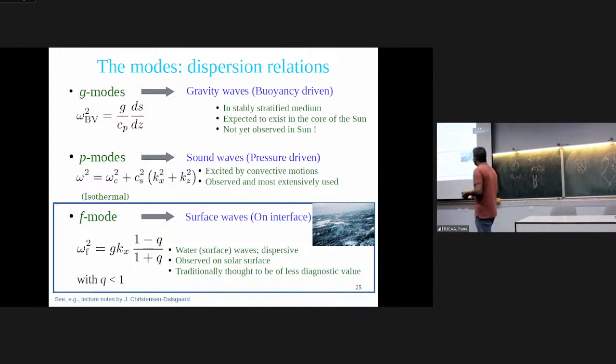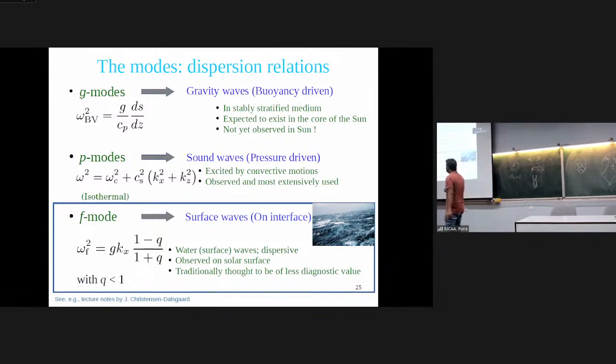That's when convection occurs. So G modes are the opposite of convection. In the outer layer where there is convection, there is no G mode excitation. G modes live in a stably stratified medium. The example we saw today, an isothermally stratified medium, is stably stratified.